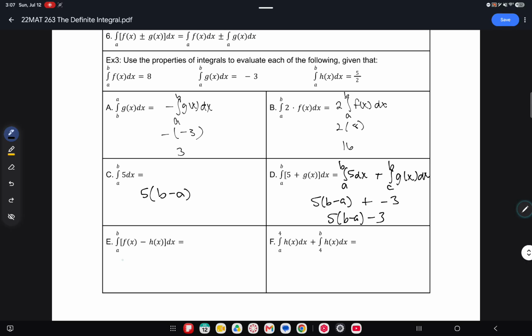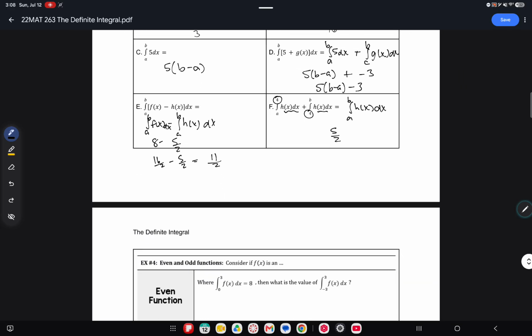Here we have these subtracted. So the integral from a to b of f of x minus the integral from a to b of h of x dx. So f was 8 and h was 5 over 2. Let's make that 16 over 2 minus 5 over 2 to give us what, 11 over 2? All right, we have from a to 4 for h and from 4 to b for h. So as long as these are the same, as well as these functions being the same, we can combine them and say that's a to b for h of x dx, which is 5 over 2.